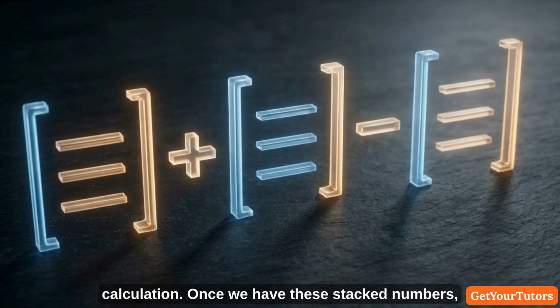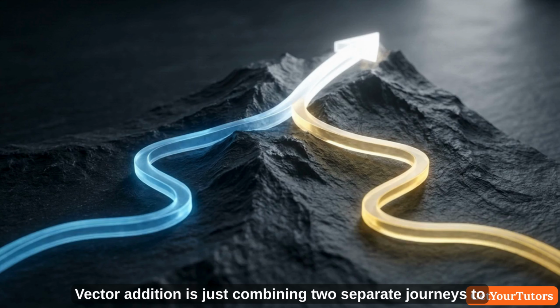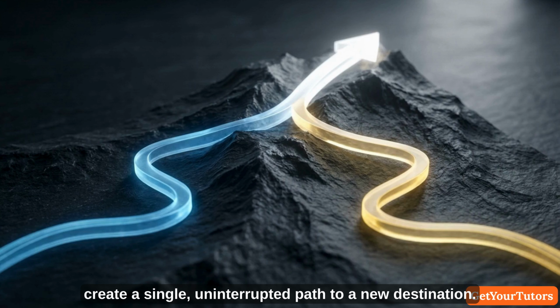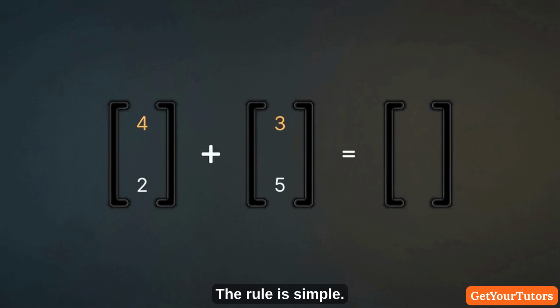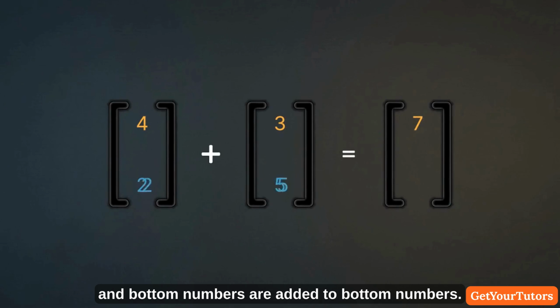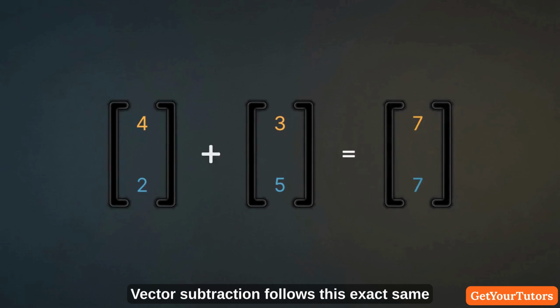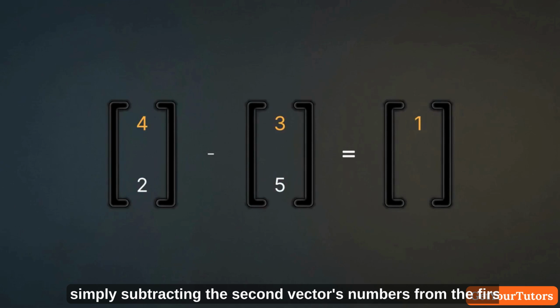Once we have these stacked numbers, we can perform mathematical operations on them. Vector addition is just combining two separate journeys to create a single, uninterrupted path to a new destination. This diagram shows how we add two vectors. The rule is simple. Top numbers are added exclusively to top numbers, and bottom numbers added to bottom numbers. Vector subtraction follows this exact same isolated logic, simply subtracting the second vector's numbers from the first.